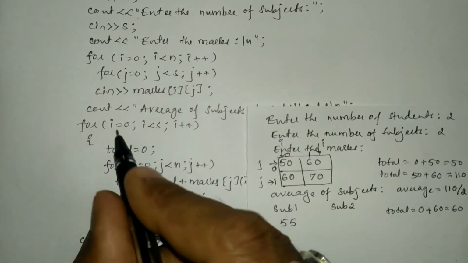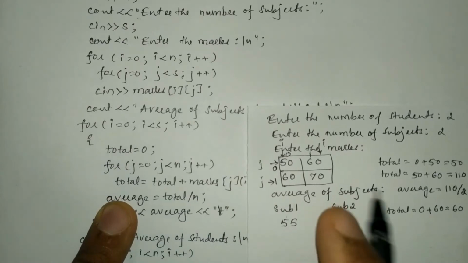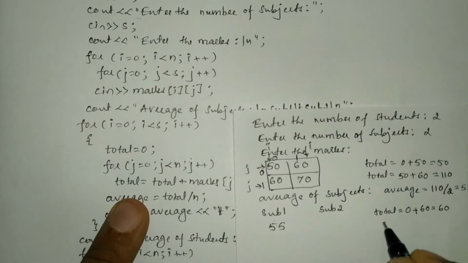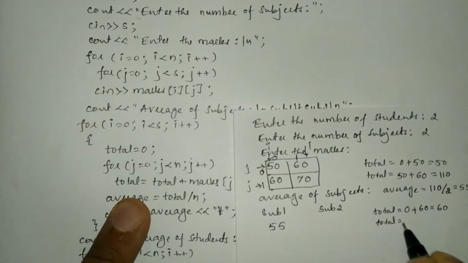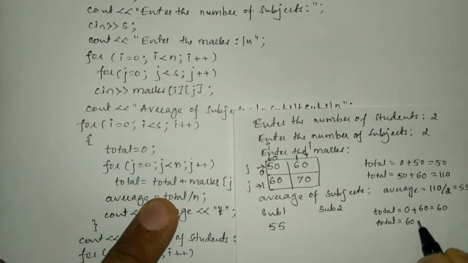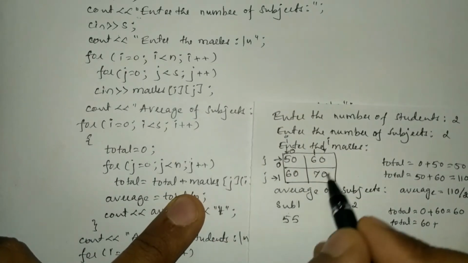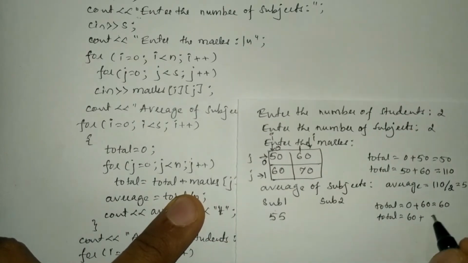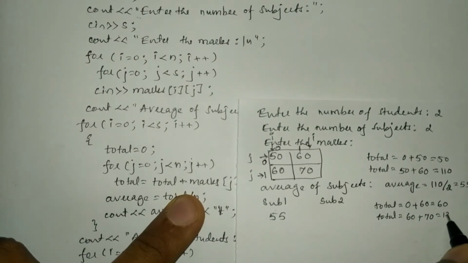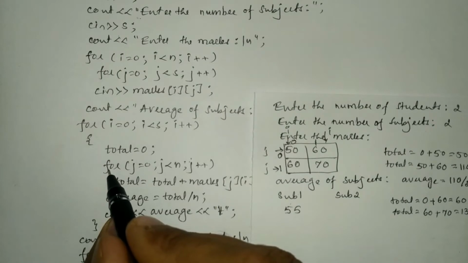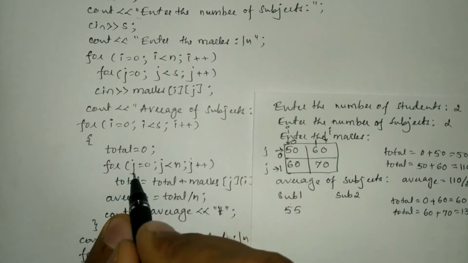Now J is 1, I was also 1, right? Yes, here we can see total is equal to, now total value is 60 plus marks of Ji, that is 1 1, marks of 1 1 consisting of what? 70. So 60 plus 70 gives us 130. Next once again control transfers to inner for loop by incrementing the value of J by 1.